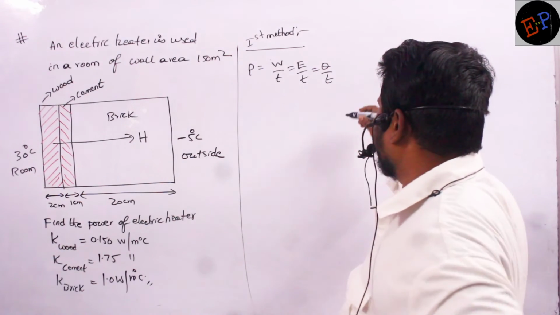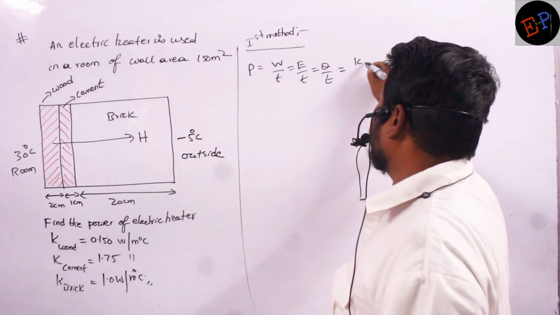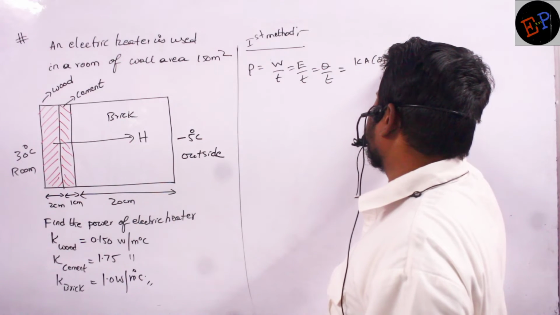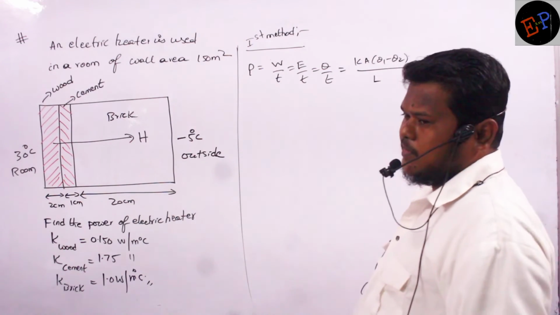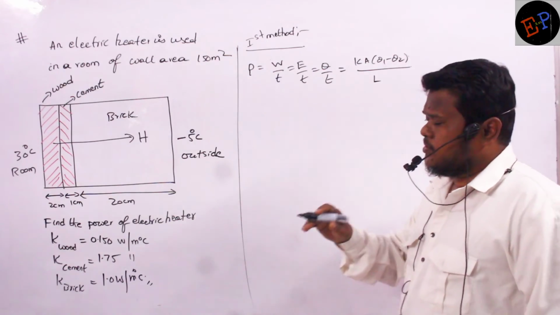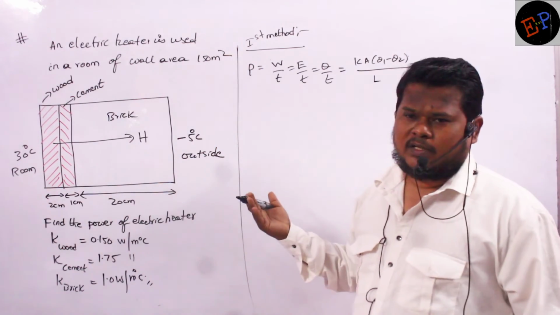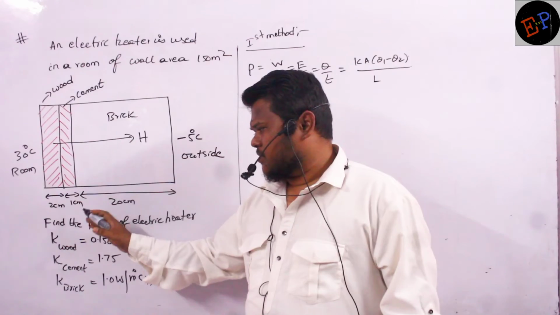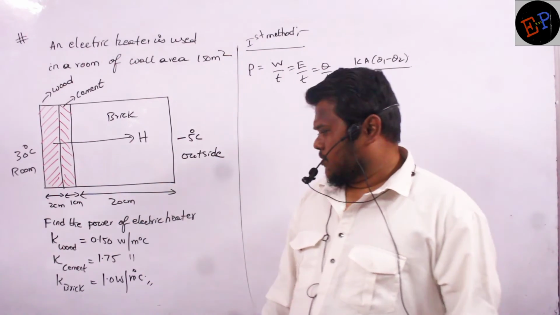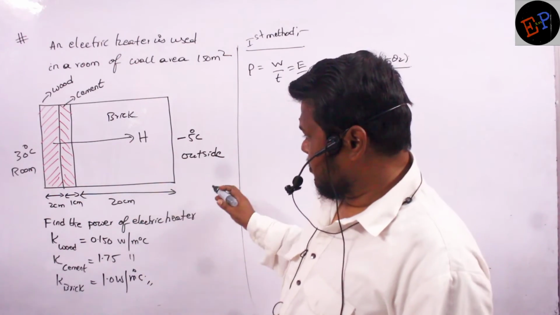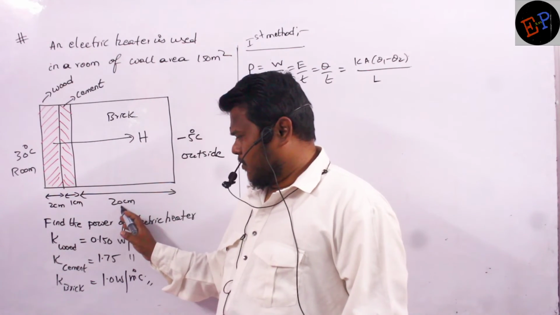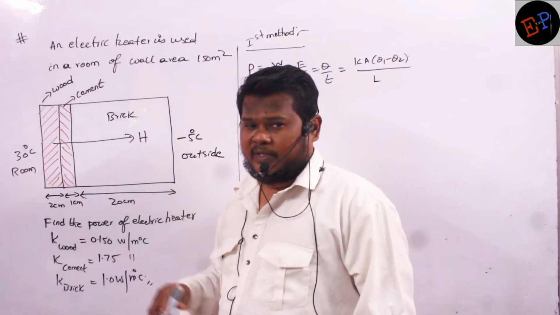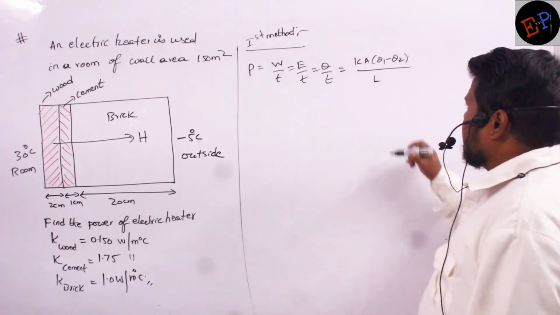So how can I calculate the Q value? Q is equal to K into A into theta 1 minus theta 2 into T, divided by L. This is the formula I have to use. L means the total length of this wall. The length of the wall is 2 centimeter plus 1 centimeter plus 20 centimeter. But here it is given in watts, so we will convert this in terms of meters. So total how many meters? 23 centimeter. Okay. And here, what is the K value?